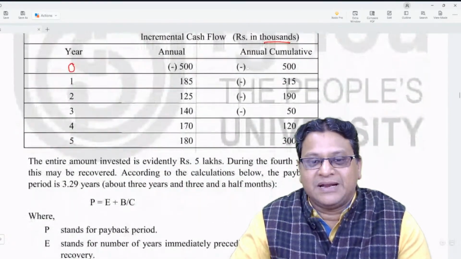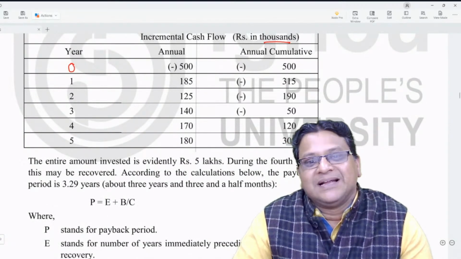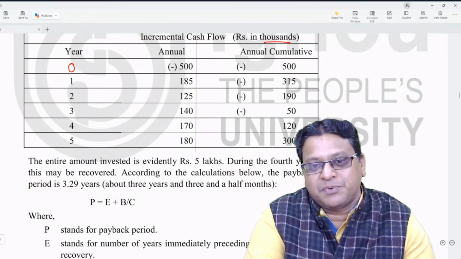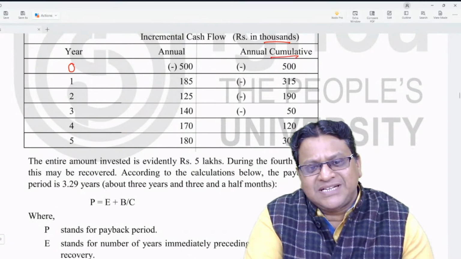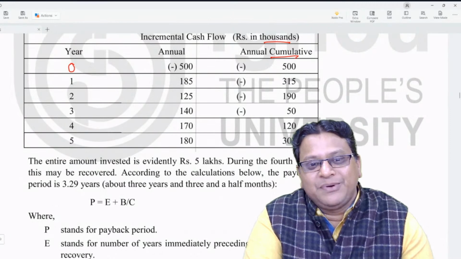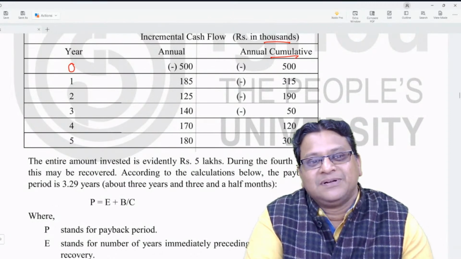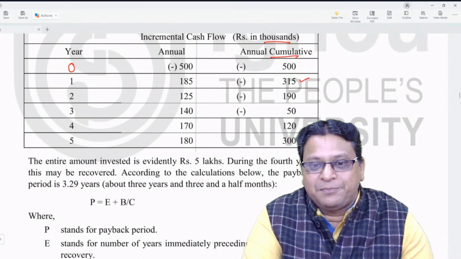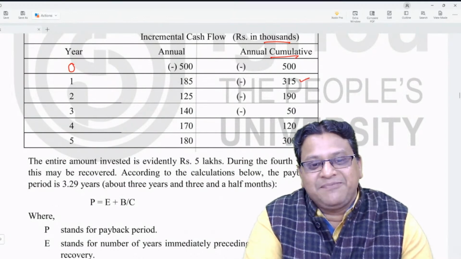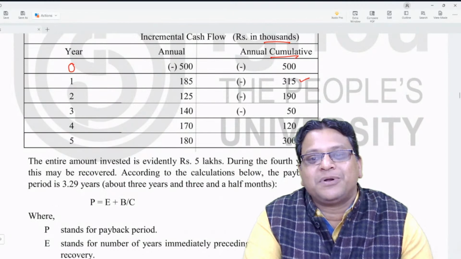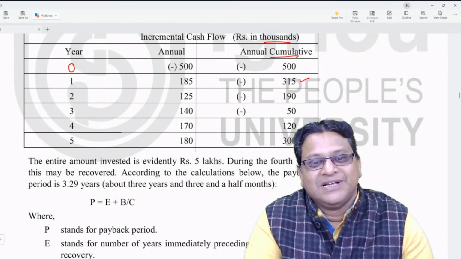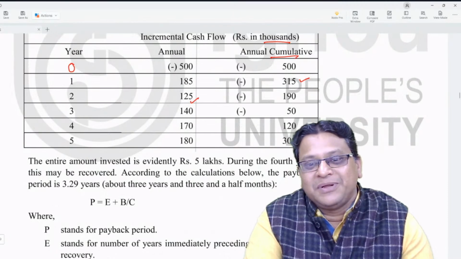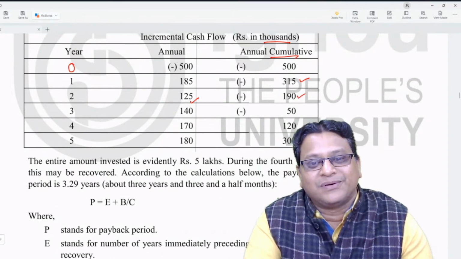What we will do here? We will calculate the cumulative cash flow. What is cumulative cash flow? You have invested 500 here and you recover 185 in the first year. How much more to recover? 500 you have invested, 185 you recovered, you have to recover 315 more. Next year you recover 125. How much do you have to recover? You have to recover 190 more.